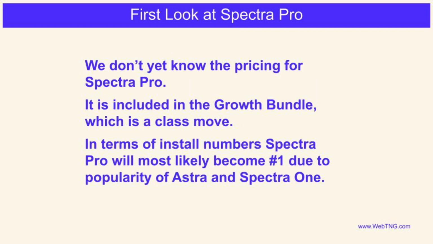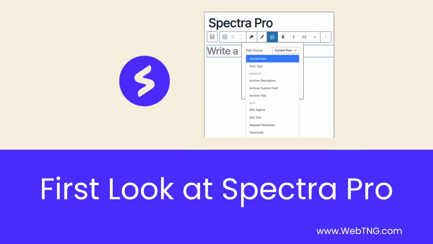Now, we don't know what the pricing of Spectra Pro will be yet, but one thing we do know is that Spectra Pro is included in the Growth Bundle package. They've been selling that on the Astra website for a long time and saying that it includes their other products, and they're taking care of their users and fulfilling that promise. I think that's really great. And what it means is that out of the gate, Spectra Pro is going to have a lot of users and be very popular. So that's my look at Spectra Pro.